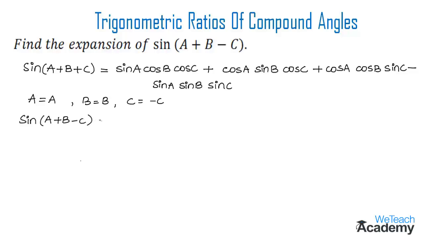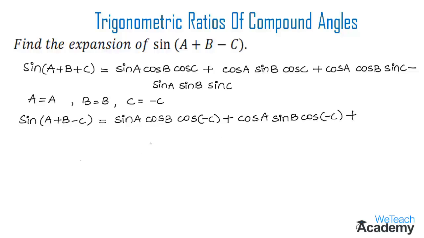By substituting, we get sin A into cos B into cos of minus C, since C is replaced by minus C, plus cos A sin B cos of minus C, plus cos A cos B sin of minus C, minus sin A sin B into sin C, where sin C changes and becomes sin of minus C.